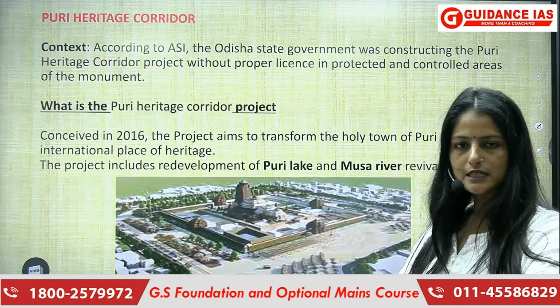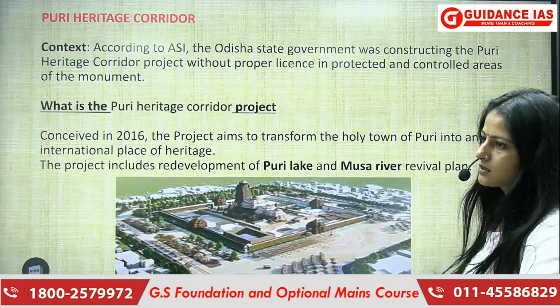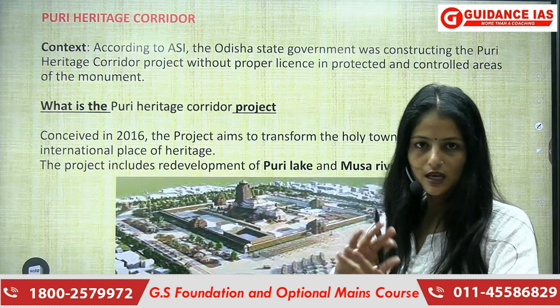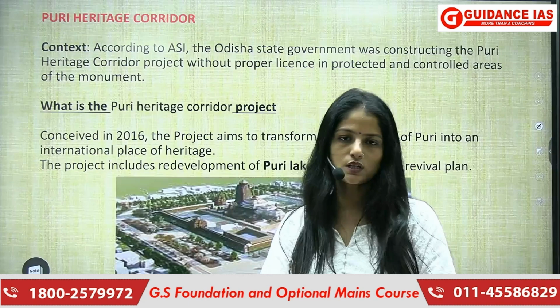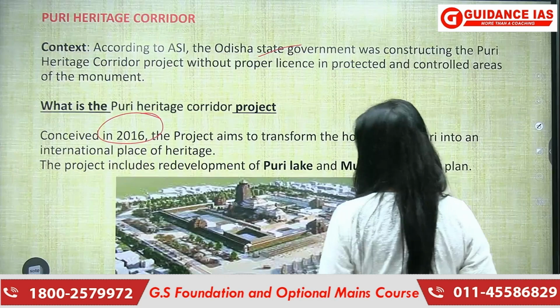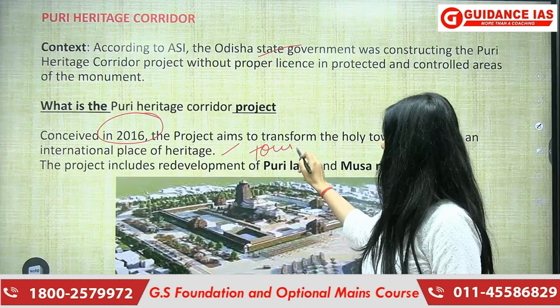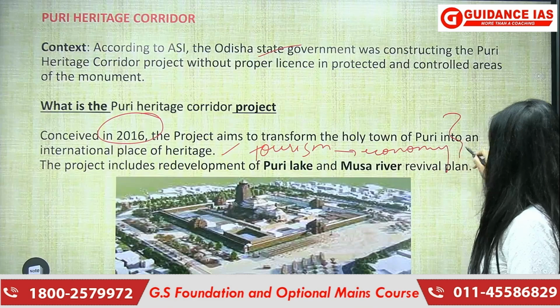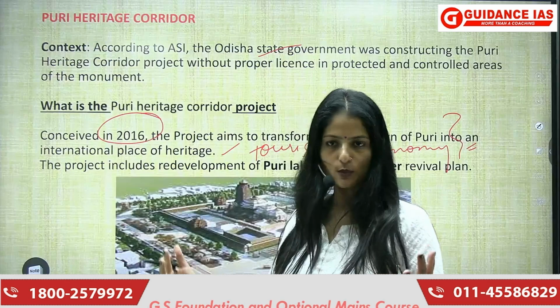So but for us, for our examination perspective, what is important is to understand about the corridor itself, about this entire project itself. So let's see, the first question or the first doubt is clear by the first statement itself that it is situated in Odisha, right? And it was conceived in 2016. The project aims to transform the holy town of Puri into an international place of heritage, taki tourism badh sake, right? Tourism and then further economy also will boost. But that's precisely the agenda behind making this corridor. And the project includes redevelopment of so many areas, like for example Puri Lake, Musa River, theek hai. So in sabko revive karne ka bhi plan hai isme.